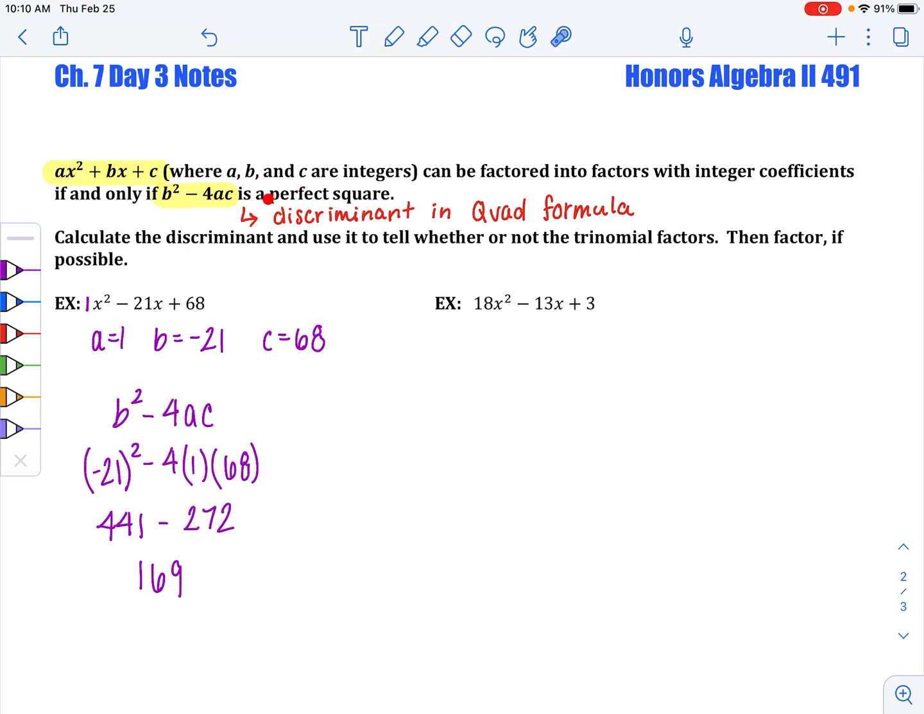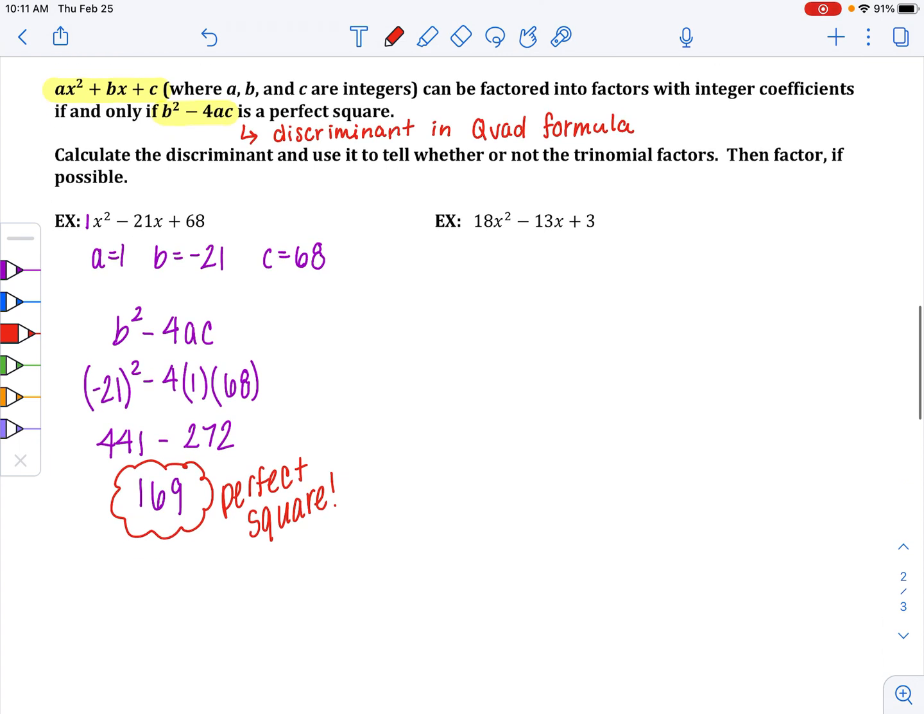Is 169 a perfect square? Yes, it is, because the square root of 169 is 13. So that means we're going to have integer coefficients and that it is possible to factor. So based on your discriminant being a perfect square, you can factor. Proving that, we can just think of what adds to negative 21, multiplies to 68. Look at x minus 17, x minus 4.